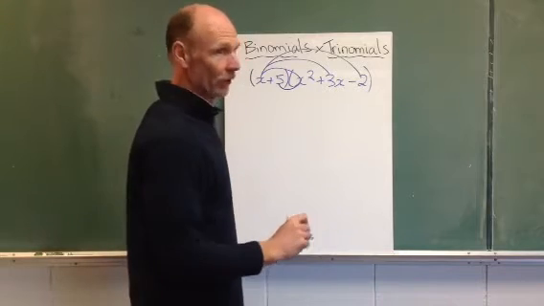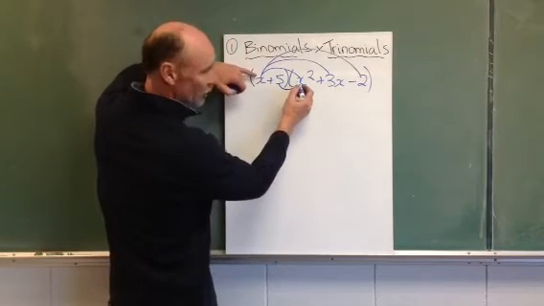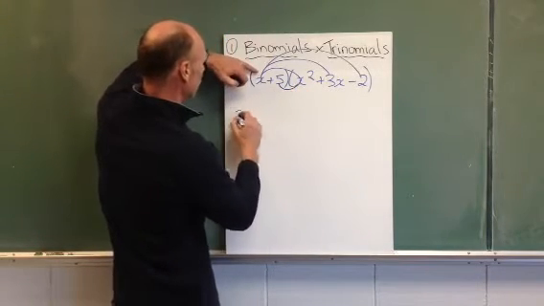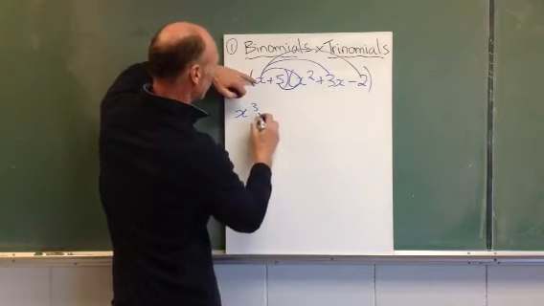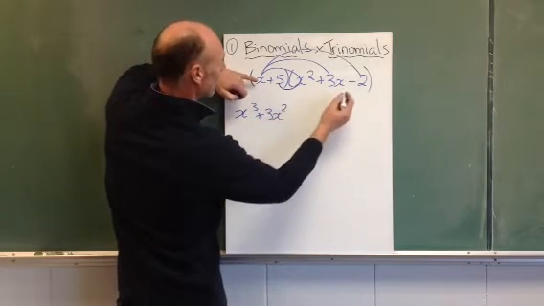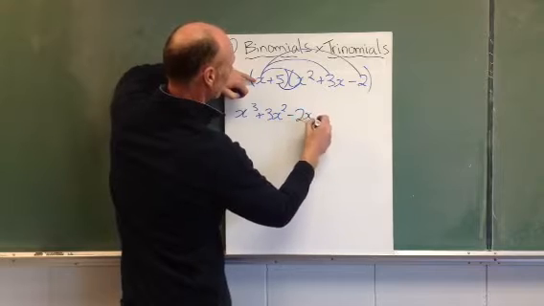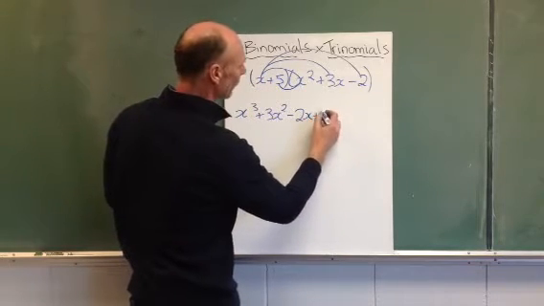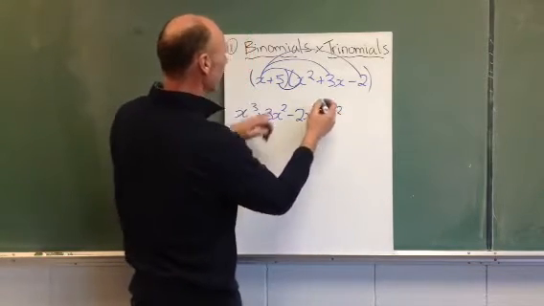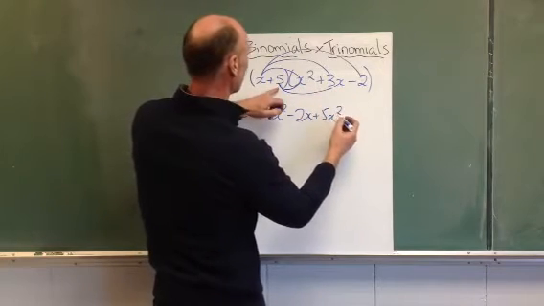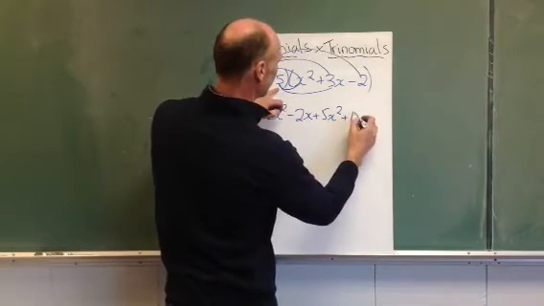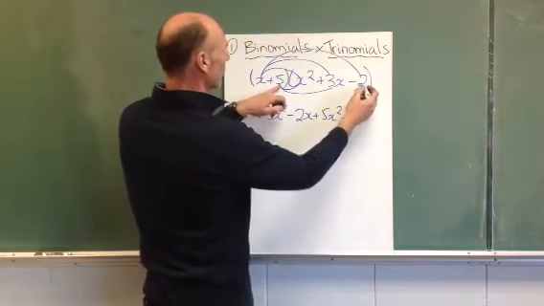No frills, no thrills, no editing for me, so I'm going to just start that again. I'm going to just move it over and give myself some room. x cubed was my first one, plus 3x squared, minus 2x. And I just finished going 5 times x squared is positive 5x squared. And then I have 5 times positive 3x is positive 15x. And then 5 times negative 2 is negative 10.